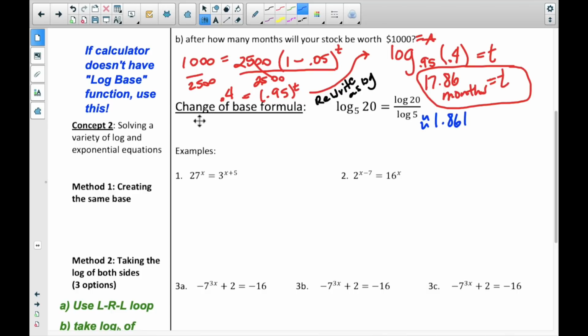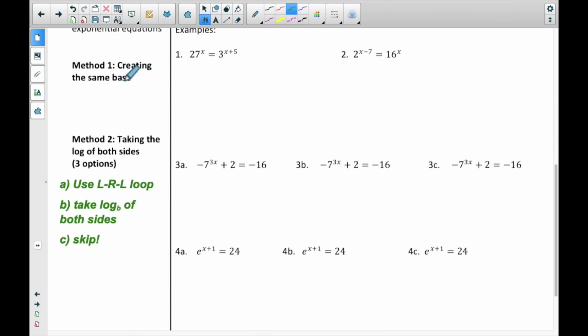But also, even if you do have that button, it's a helpful thing to know because sometimes you can change some equations around and maybe look at them in a different way if you understand this relationship. All right, but the main emphasis of our lesson today is solving a variety of log and exponential equations. I'm going to go through several examples, starting with the first method, creating the same base. We had a little bit of practice on this a few weeks ago.